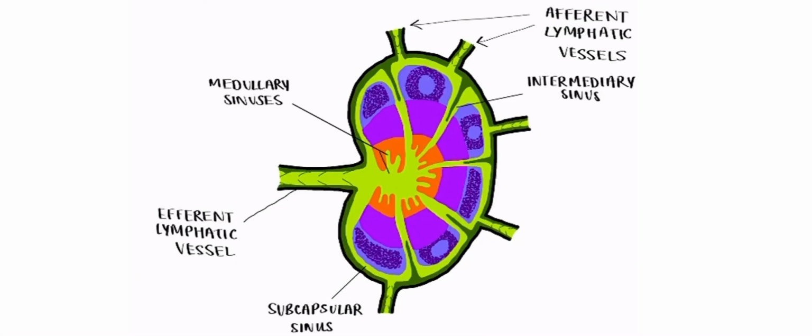The flow of lymph is also very important, and it is carried out by sinuses inside the lymph node. The afferent lymphatic vessel brings lymph to the lymph node. It then flows to the subcapsular sinuses, beneath the capsule, to the intermediary sinuses, then to the medullary sinuses, and finally to the efferent lymphatic vessel.